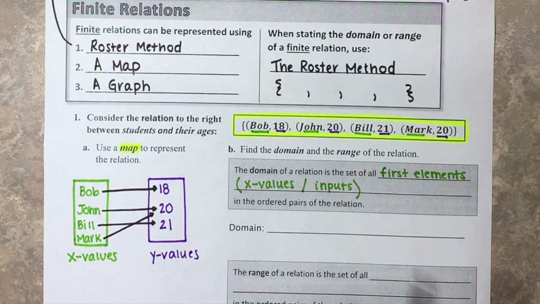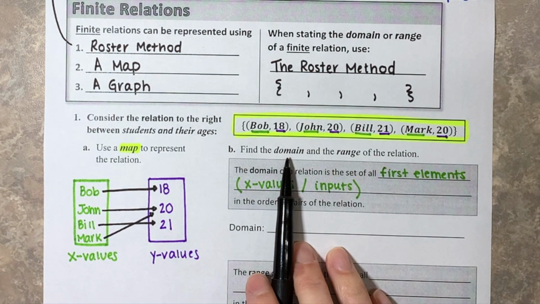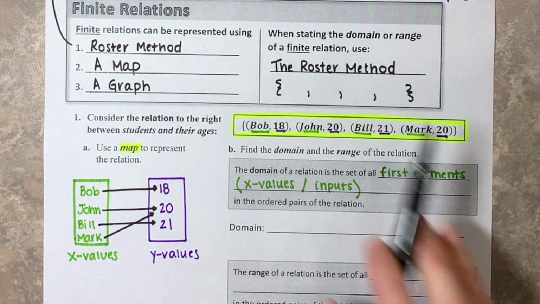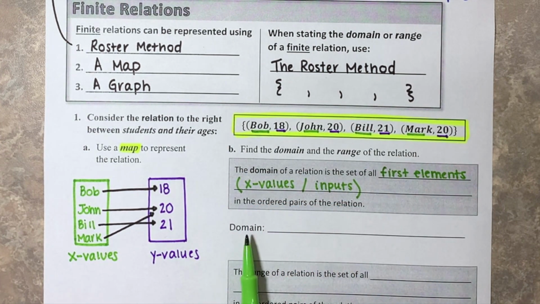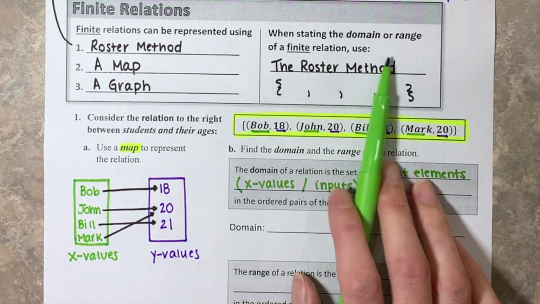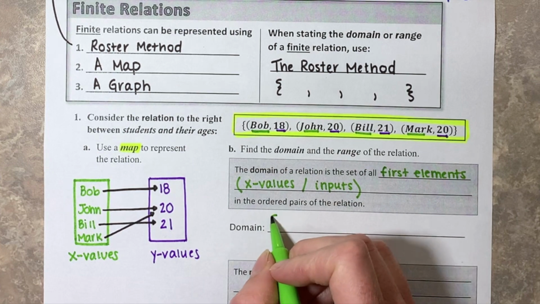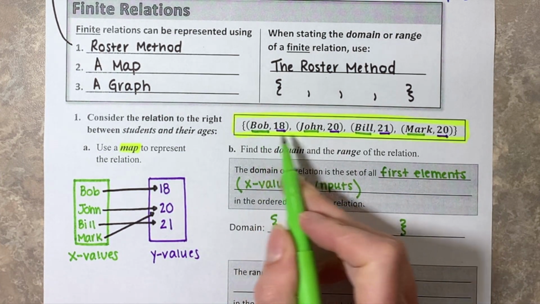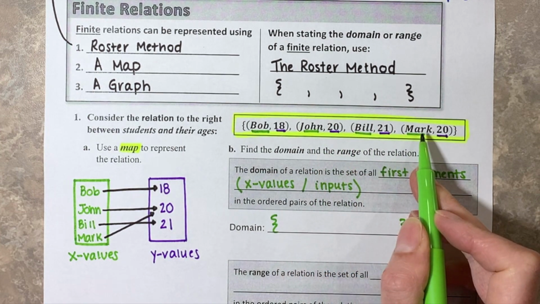When you're describing a domain, the elements are the x values, so you'd be putting just the x values and separating them with commas. So when we're asked to describe the domain for this relation, we should use the roster method, and we just start with these curly brackets, and then for the domain, we list the x values and separate them with a comma.